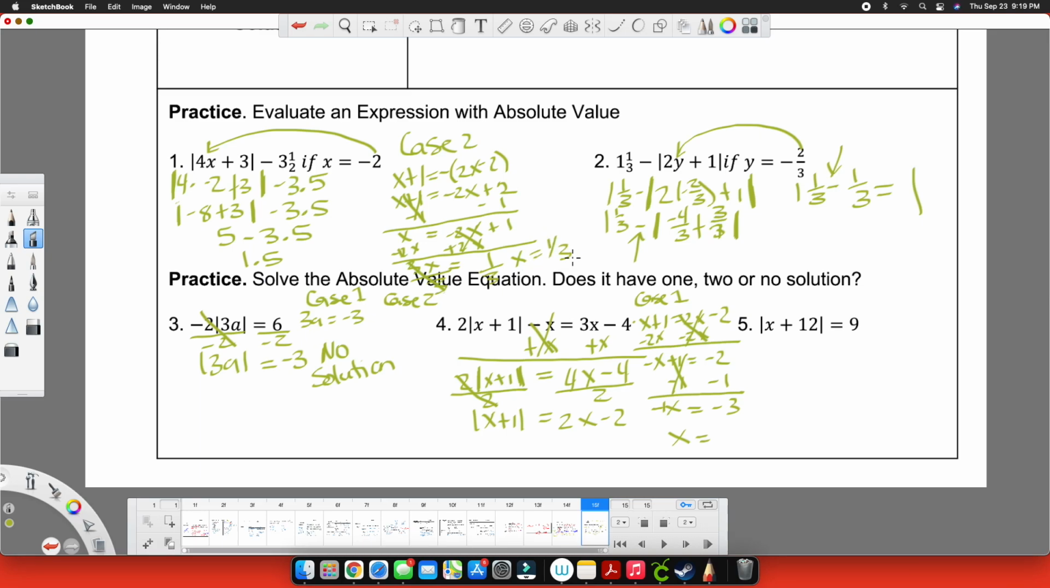So you definitely want to make sure you go back and check these to make sure they are correct. It does happen where you get to the end of the problem and you go, oh no, I forgot to do this part, or I forgot to switch the negative sign.